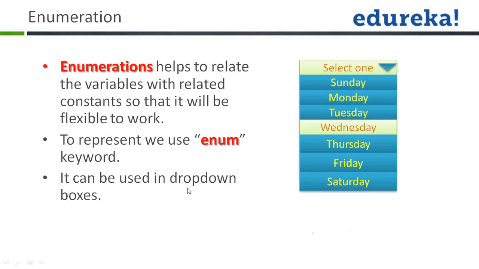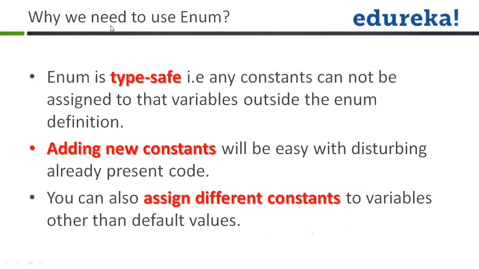It can be used in drop down boxes. Now there is a drop down where you have to select these names. One thing you can do is mention Sunday, Monday, Wednesday, anything like that in the drop down list, or you can define enums and pass enums into that. Okay. Now why do we need to use an enum? This is one important question. Enum is type safe, that is, any constants cannot be assigned to that variable outside the enum definition.